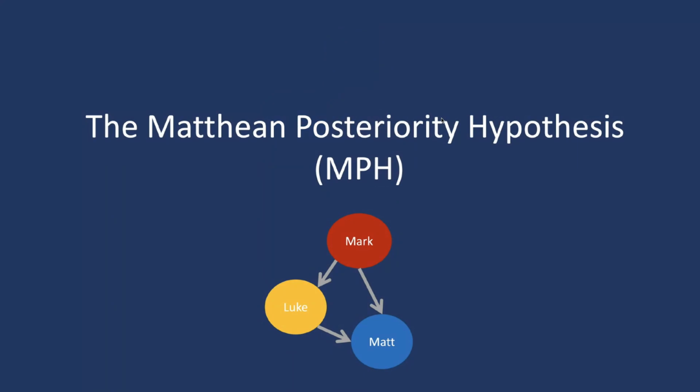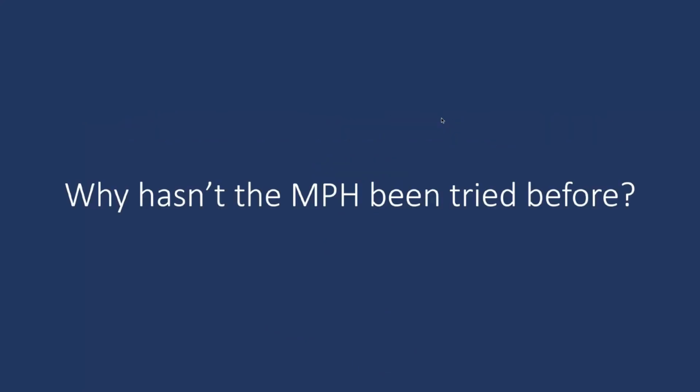It has been known as the Vicar hypothesis in the past, named after the person who first proposed it, but this is the name that the proponents of this particular theory prefer these days. So there's a big question that you might be asking, which is why hasn't the MPH, the Matthean Posteriority Hypothesis, been tried before? I mean, it's really simple and it fits in with what we see other ancient authors doing. Well, it's a really good question.